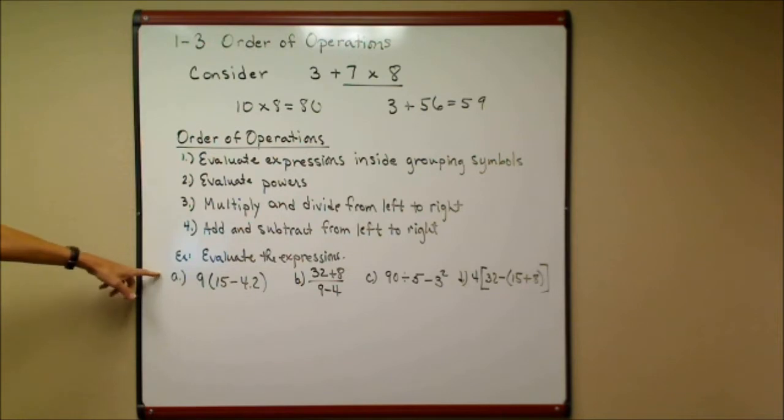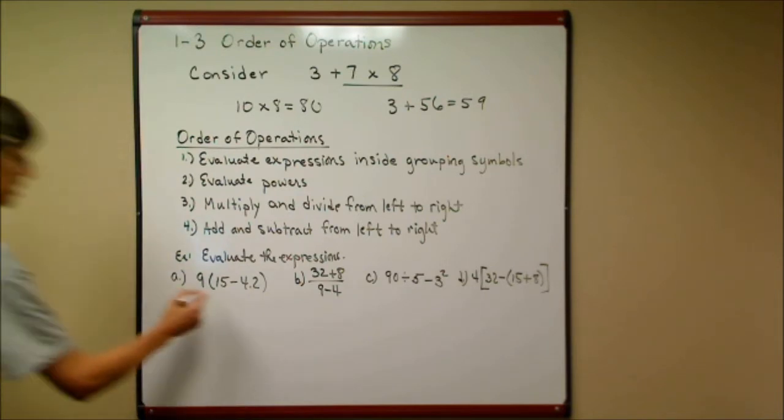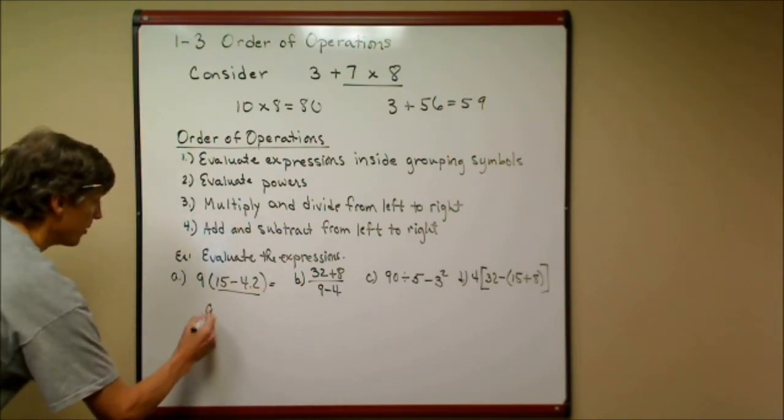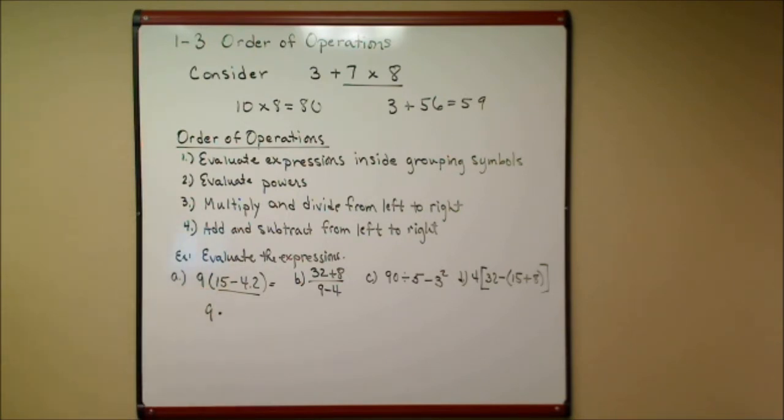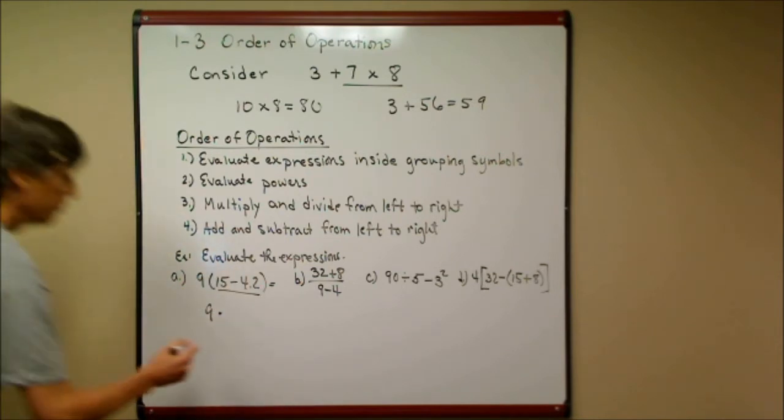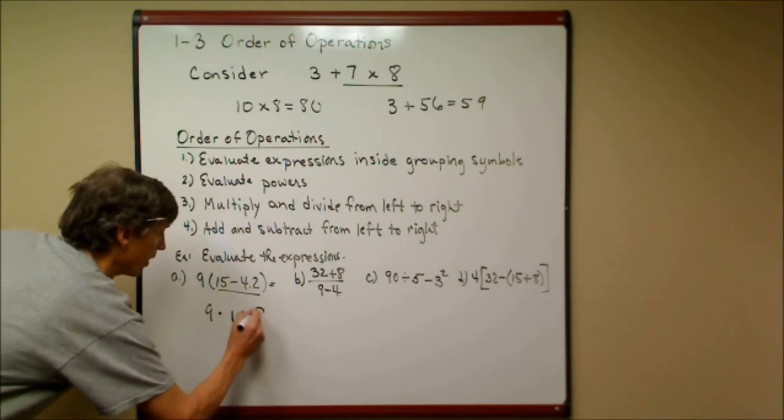Notice in example A here, we do have grouping symbols. We have parentheses. So we're going to do the expression inside the parentheses, which is to subtract here. And that will give me 9 times. Now the 9 is right next to the parenthesis. No symbol between, so that implies multiplication. And 15 minus 4.2, or 4 2/10, would be 10.8.